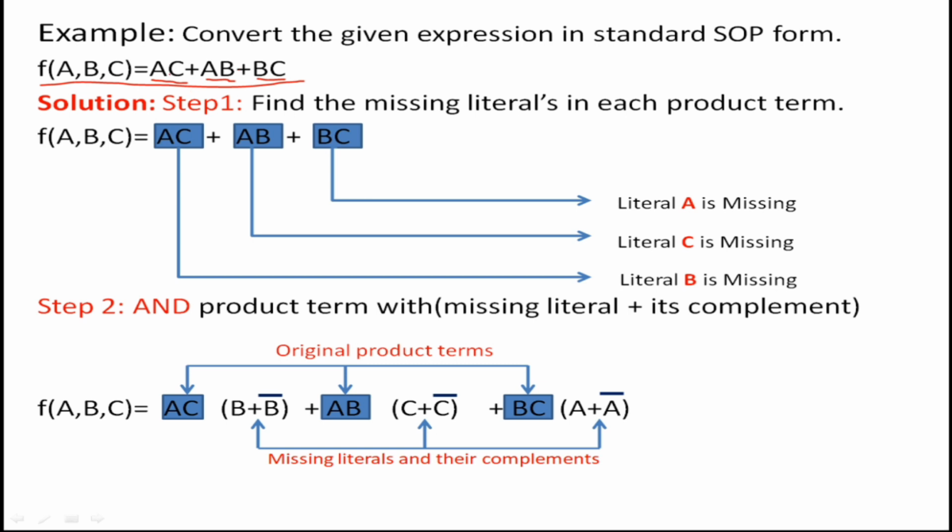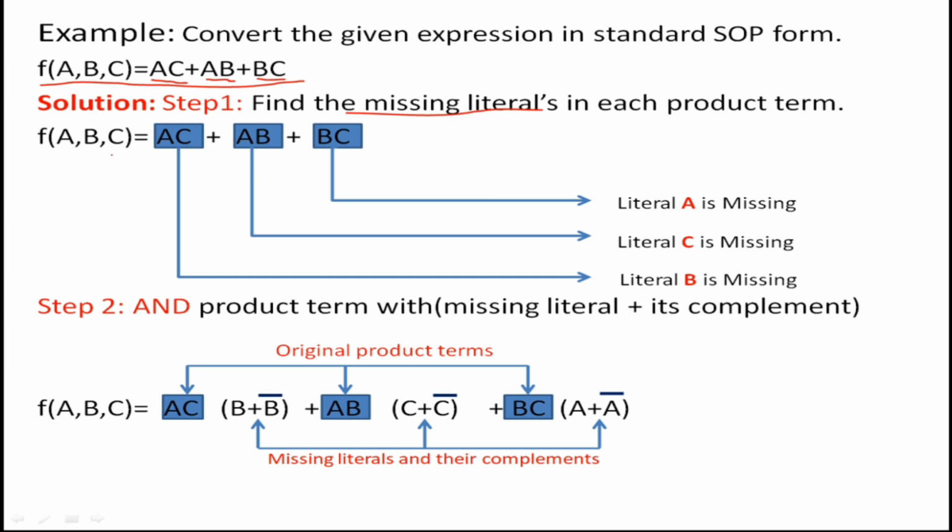Why? Because there is a literal missing. If the Boolean function should contain three literals in a product term, then we can see that in each product term some literals are missing. So the first step in converting a given sum of product expression to a standard sum of product expression is to find the missing literals in each product term.